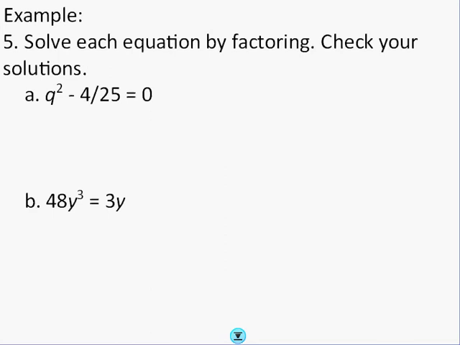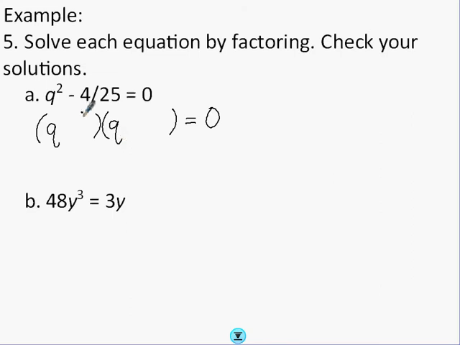That's very important. Okay, in this situation, q squared is a perfect square, and 4/25 is a perfect square. I know you don't like fractions, but 4 is a perfect square and 25 is a perfect square, so we should be good to go here. All right, we're going to factor the left side. We know the right side is equal to 0. The square root of q squared is q.